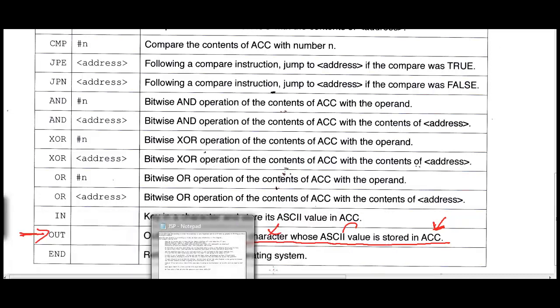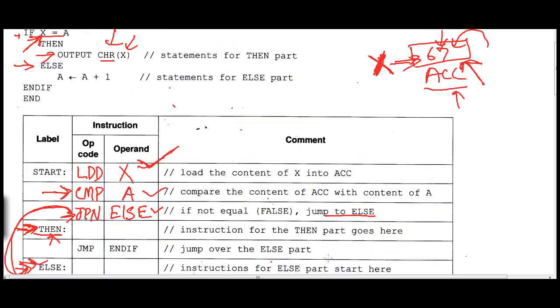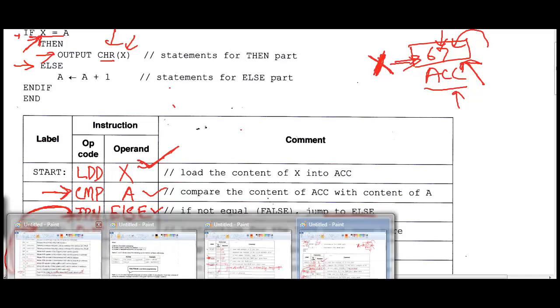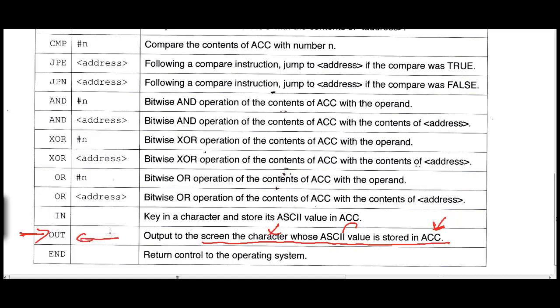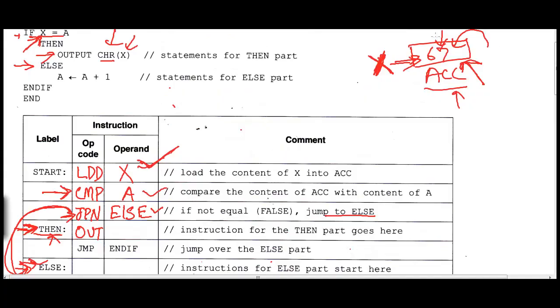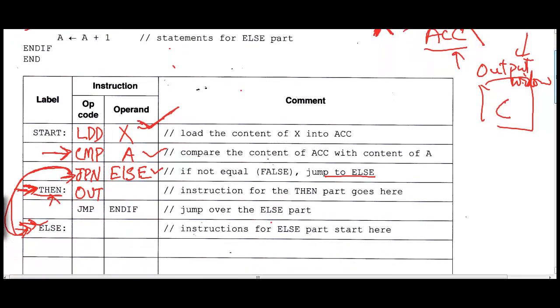So what we want to do here is execute this instruction out. And remember, out is not taking any operand, so there is no operand given here. We are simply going to write out, and this is going to print the character corresponding to the ASCII value that is held in the accumulator. So in this case, it's going to show capital C in the output window. It's going to convert this 67 which is held in the accumulator into a character and show it on the output screen. Okay.